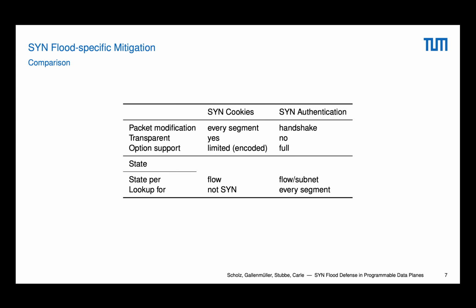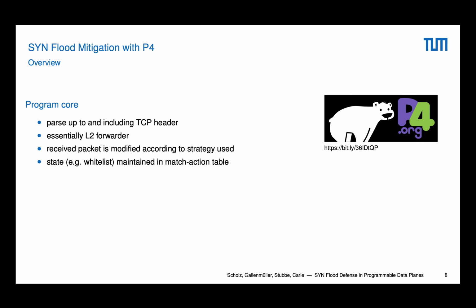Now, if you look at implementing these methods with P4, the program core is the same independent of the method and the target that we use. So here we can pass the packet up to including the TCP header, and the rest of the program simply behaves like a layer 2 forwarder.